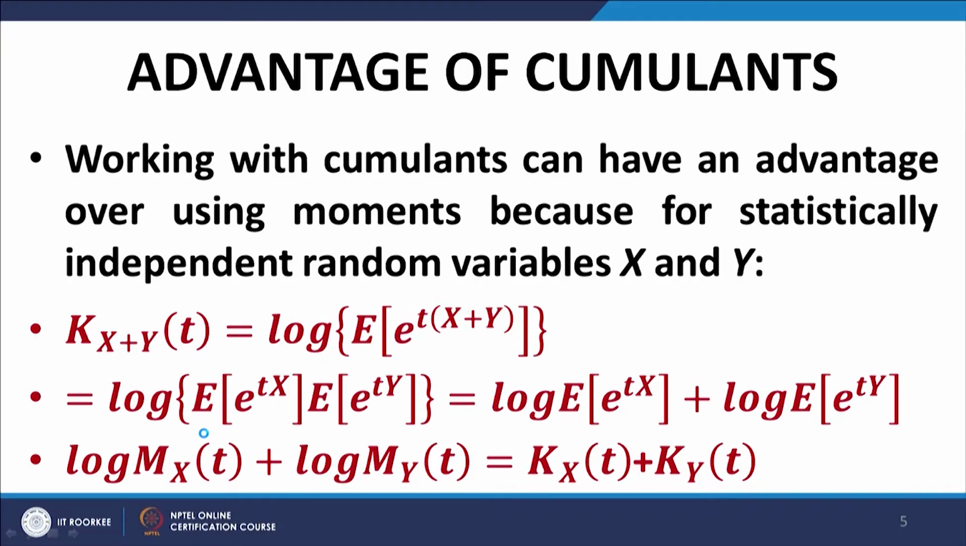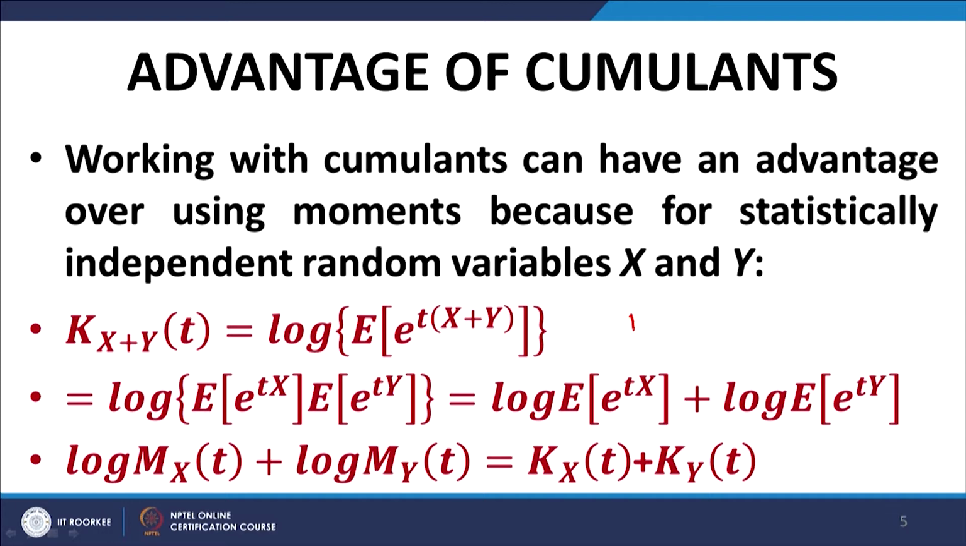Now, the advantage of cumulants: if we have two random variables X and Y which are independent, let us see how the cumulants behave. We have the cumulant generating function of the sum of the random variables X plus Y as a log of E of this thing, because this expression is nothing but the moment generating function. Now, because X and Y are independent, I can write log E of this expression.